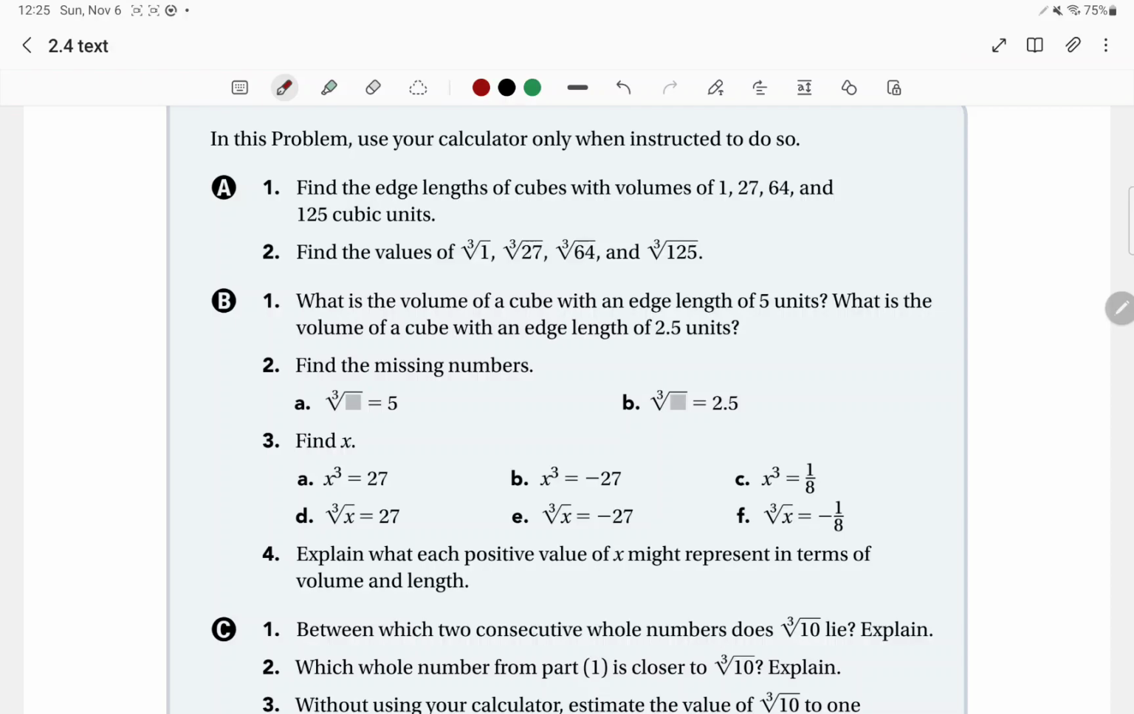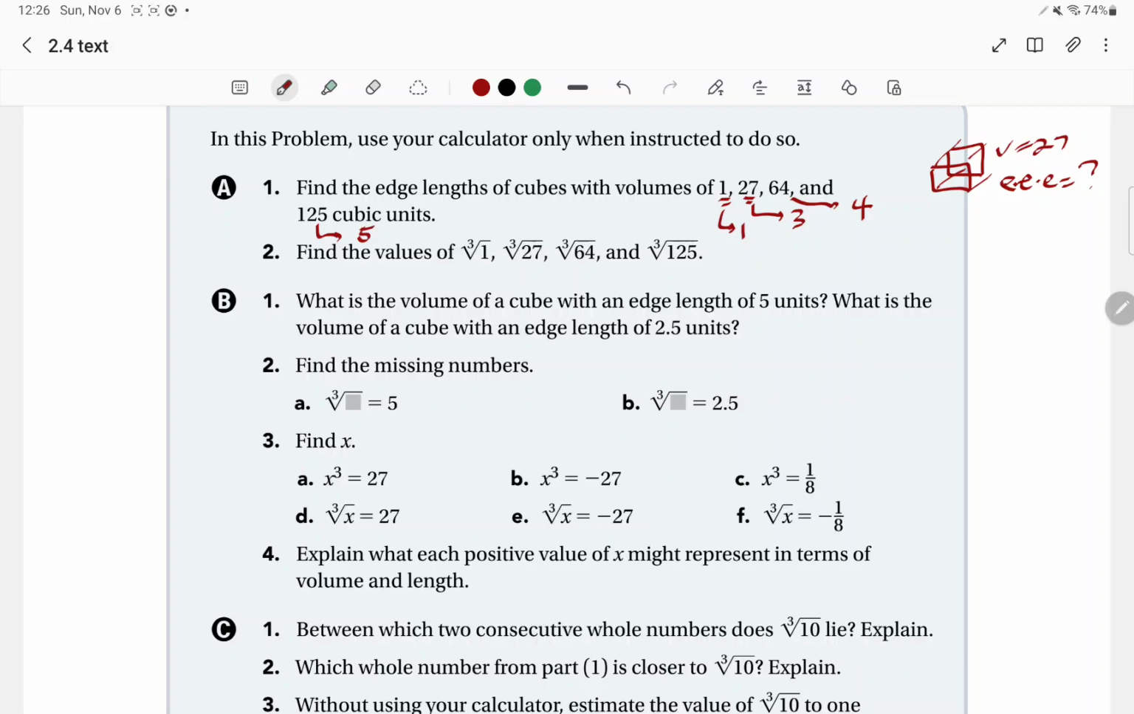Okay, so let's see how we did on these. If it has a volume of 1, the side length or edge length would be 1. Volume of 27, right? So what you're trying to do is figure out, okay, if this has a volume of 27, then my edge length, which I'm taking times itself 3 times, will give me what? And that was 3. And then if you have a volume of 64, that would have given you edge lengths of 4. And 125, edge lengths of 5.